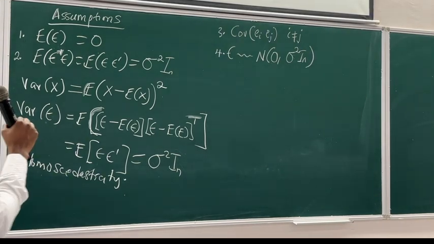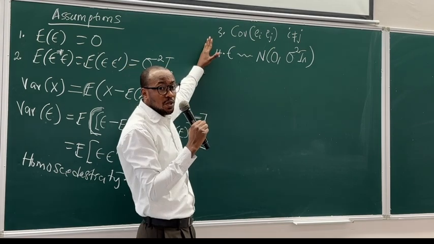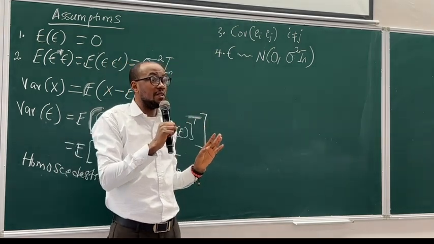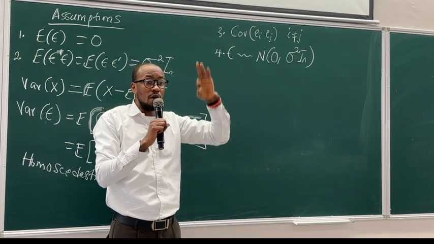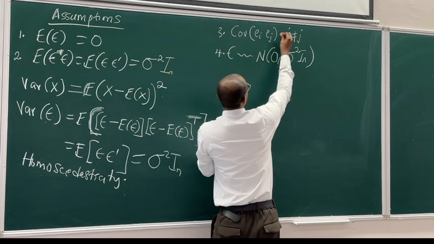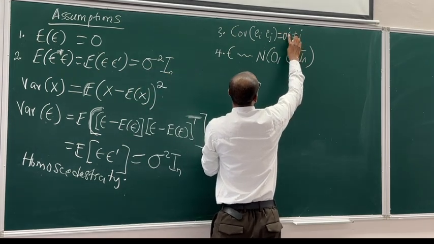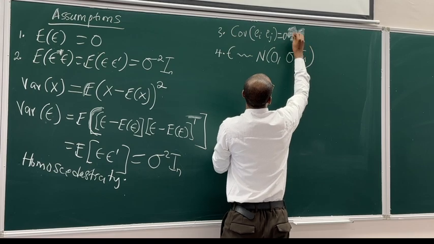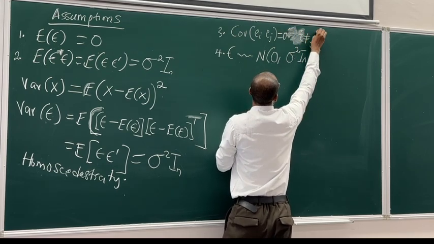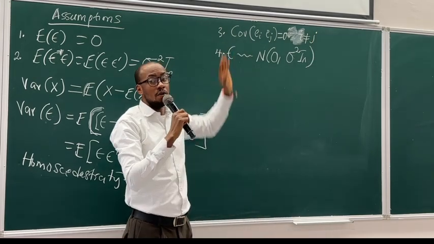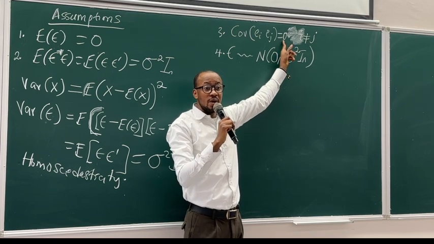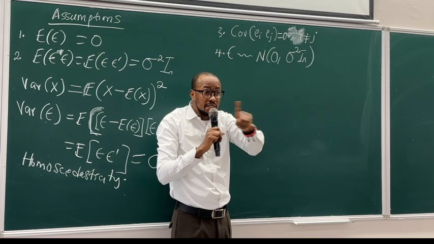Okay. Number 3 is the assumption of no autocorrelation. And it's telling us that none of the errors should be related in any way. That's why you see that we need to put 0 here. The covariance between the errors should be 0 for i not equal to j. This is no autocorrelation. If it is not equal to 0, whether it is negative or positive, there is a problem.